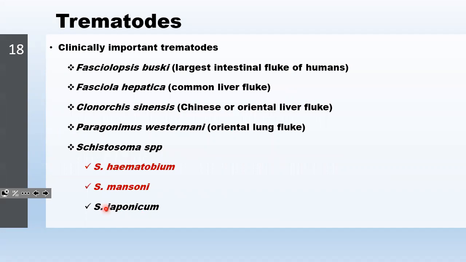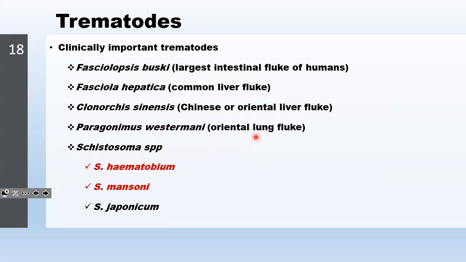Now, clinically important trematodes are listed here. We are only going to discuss haematobium and mansoni in this discussion. However, I want you to note that different tissues may be invaded by different flukes. For example, Fasciolopsis buski is found in the large intestine. Fasciola hepatica, from the name hepatica, you know it has a predilection for the liver. Clonorchis sinensis also invades the liver and is associated with malignancies of the liver and the gallbladder. Paragonimus westermani is associated with the lungs.